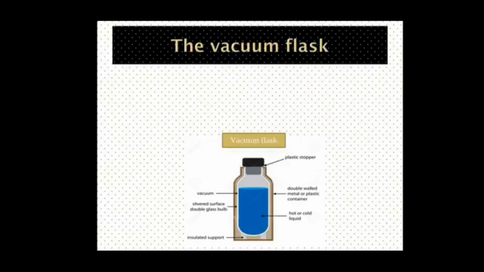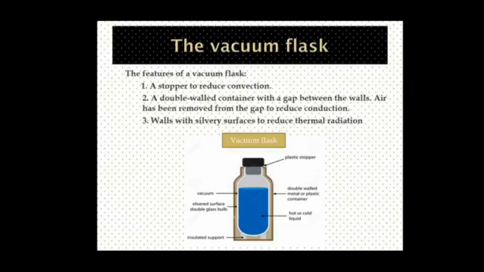So what are the features of vacuum flask? Number 1, a stopper to reduce convection. Number 2, a double-walled container with a gap between the walls. Air has been removed from the gap to reduce conduction. And the third one, walls with silvery surface to reduce thermal radiation.